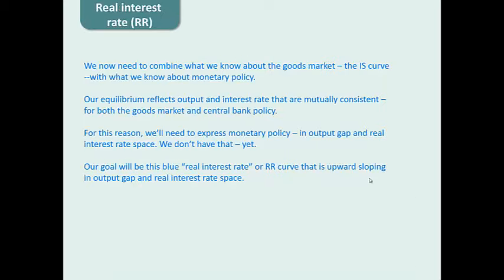We have a job. We now need to combine what we know about the goods market, that's in the IS curve, with the other things that we know about monetary policy. So our equilibrium is going to reflect output and interest rates that are mutually consistent in both the goods market and in central bank monetary policy. So what we're going to need to do is express monetary policy in the same space that our goods market is expressed in. That's output gap and real interest rate space. And we don't have that yet.